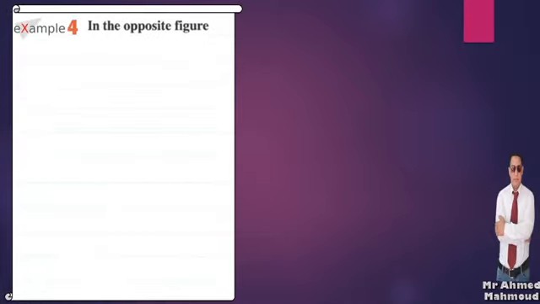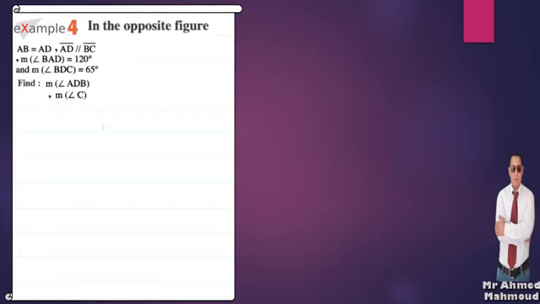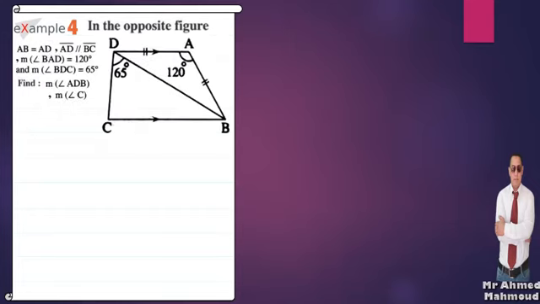Here we have example 4. Now we have ABCD is a quadrilateral. Measure of angle A equals 120. AD is parallel to BC as we see here. Measure of angle BDC equals 65 degrees. Find first the measure of angle ADB, this one, and the measure of angle C.